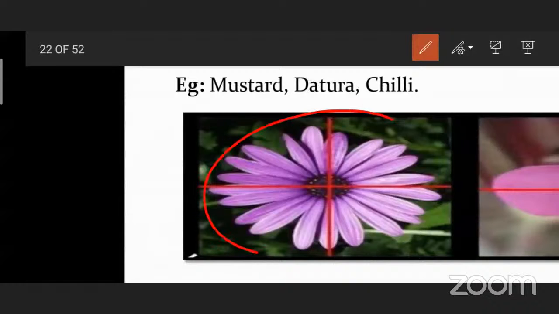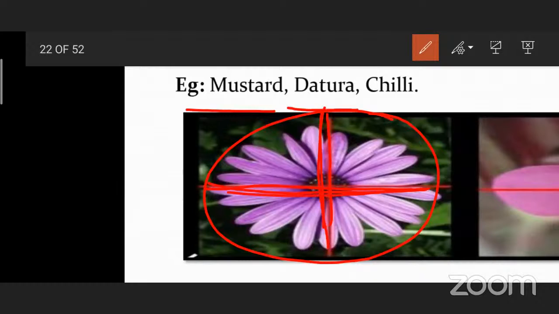A flower is said to be regular or actinomorphic when it can be divided into two halves along any radial plane passing through the center. This is an actinomorphic flower. Example, mustard, datura, scientific name Datura metel. Another example, chili.